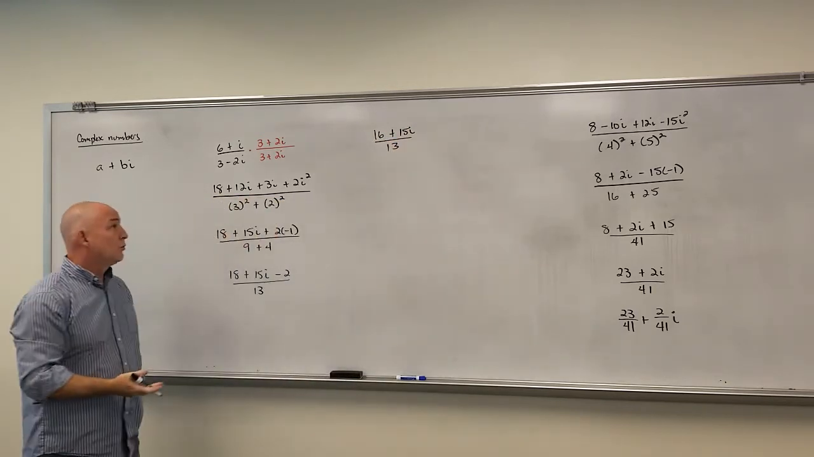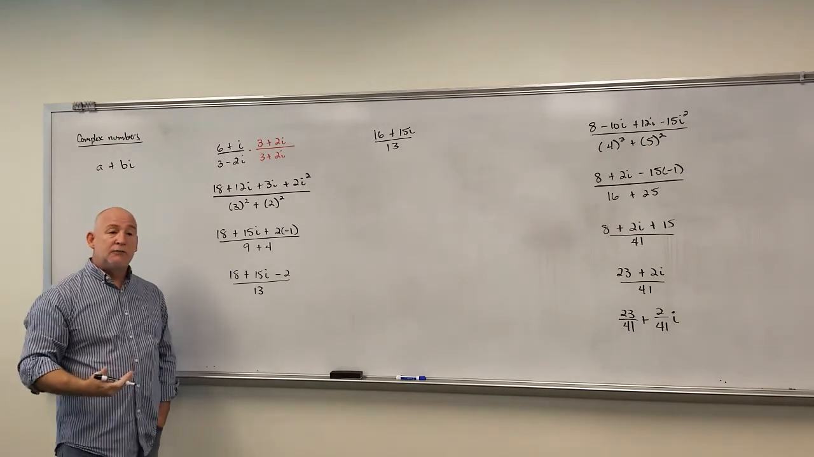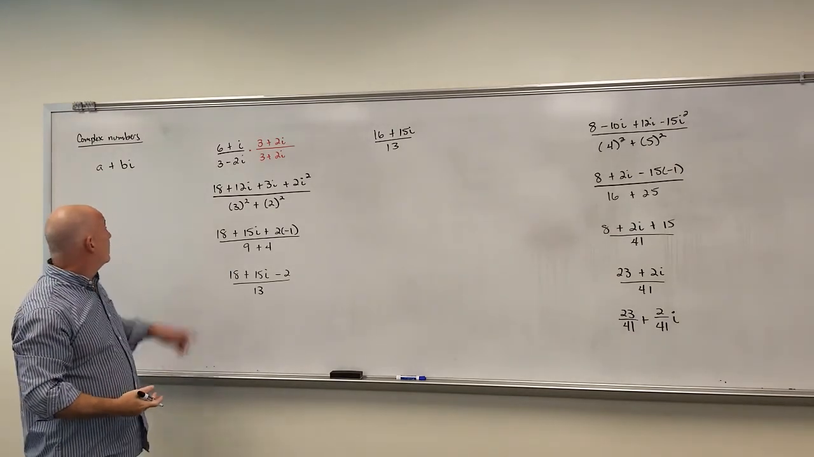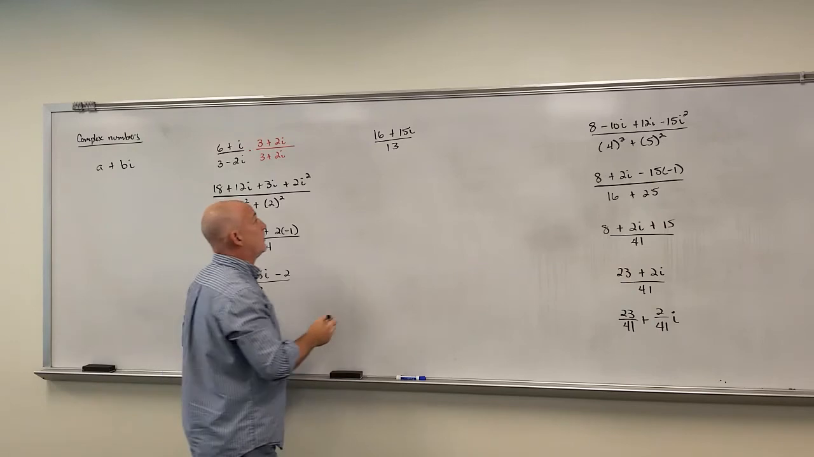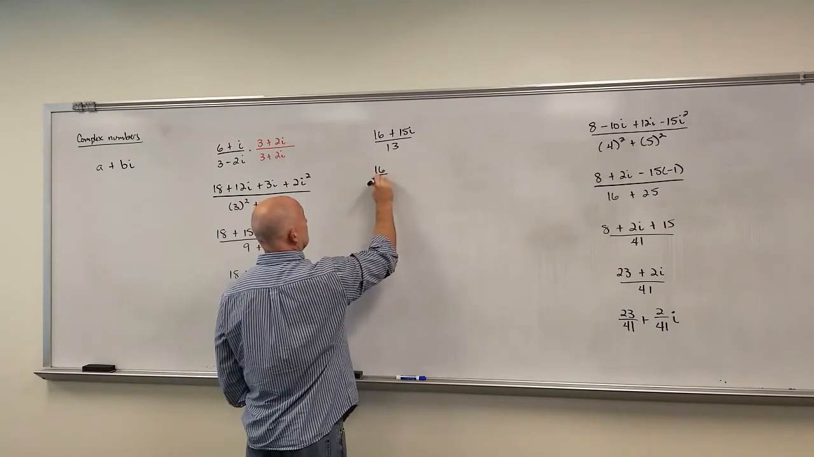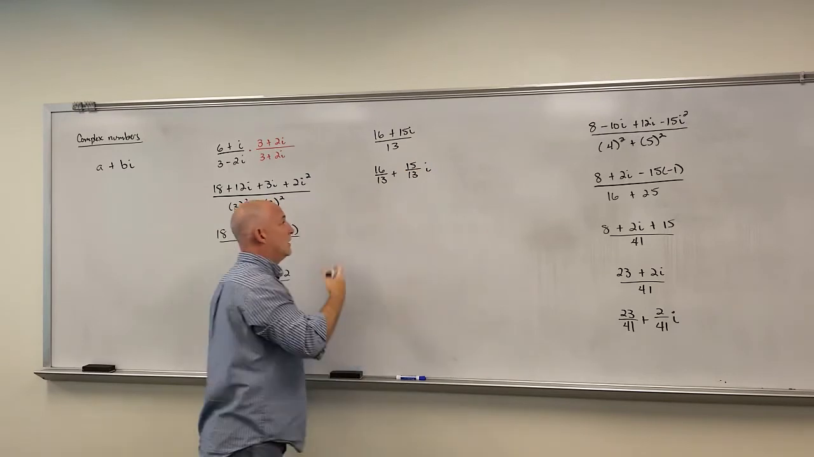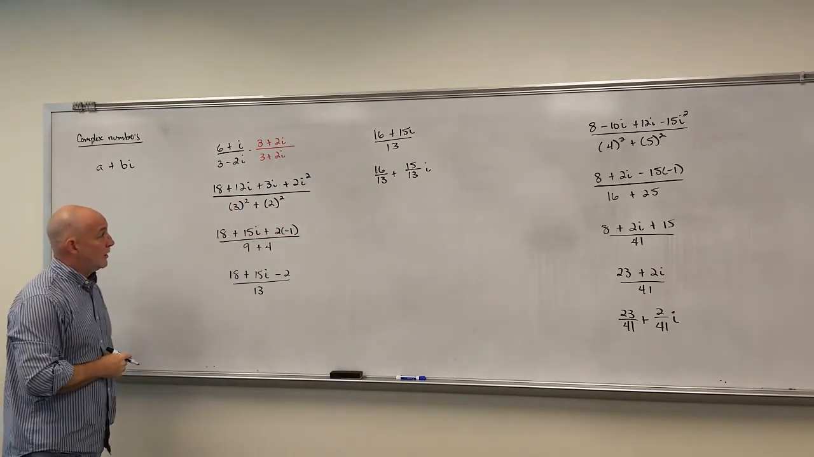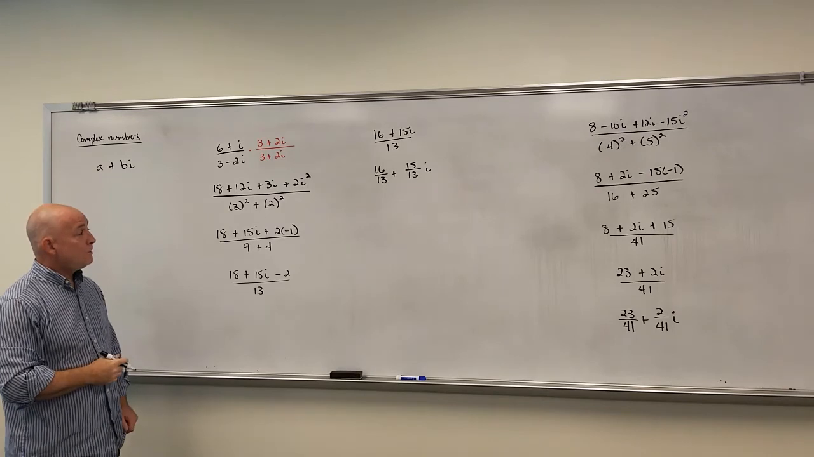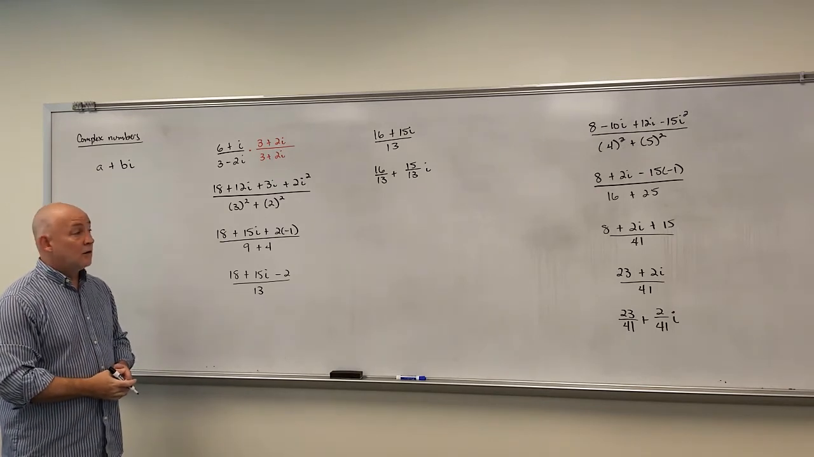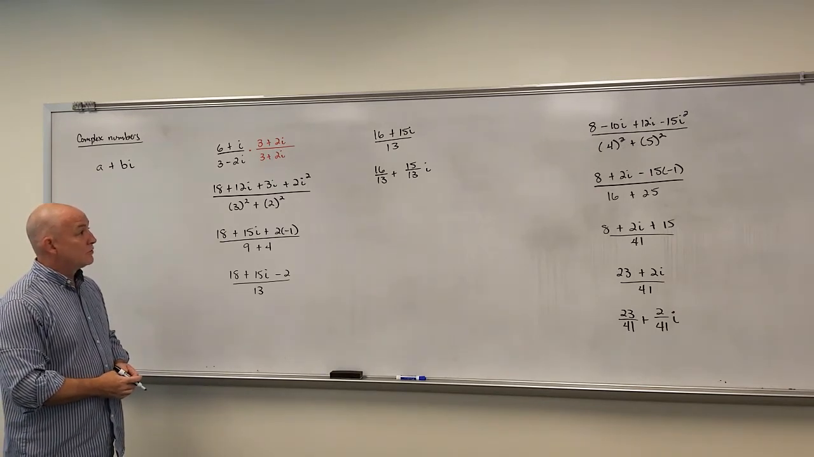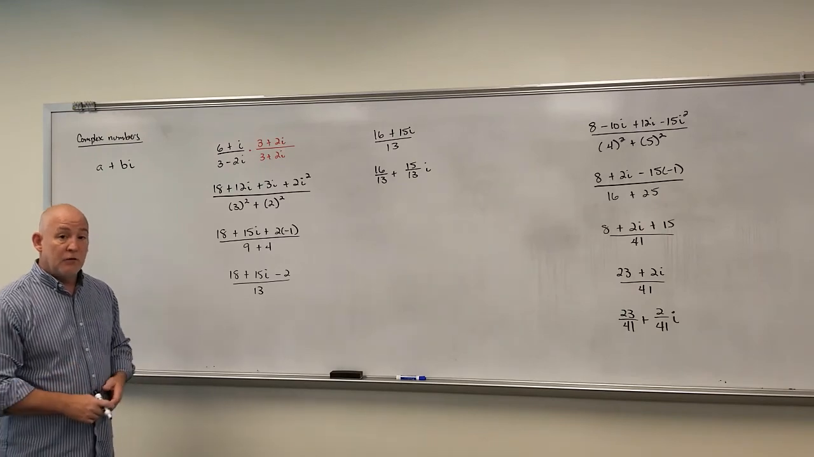Now again, that's completely simplified. It's just not in the form we want to leave our answer. We want it in the a plus bi form, so let's break this into two fractions. So that's 16/13 plus 15/13 i. And of course, if either one of those fractions will simplify, simplify them. All right, that is arithmetic with complex numbers, so make sure that you practice this and you can add, subtract, multiply, and divide them.